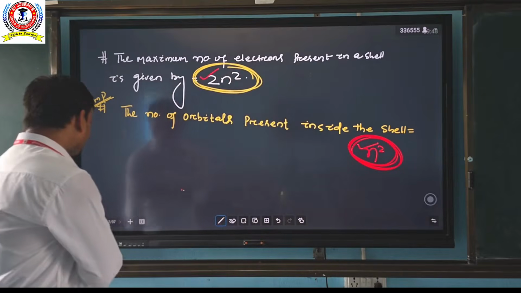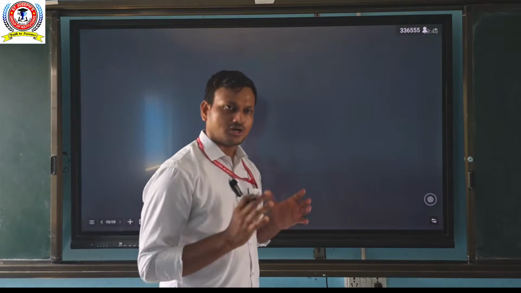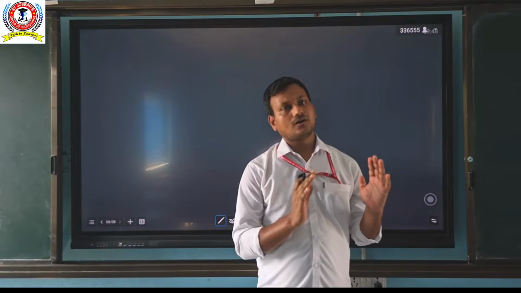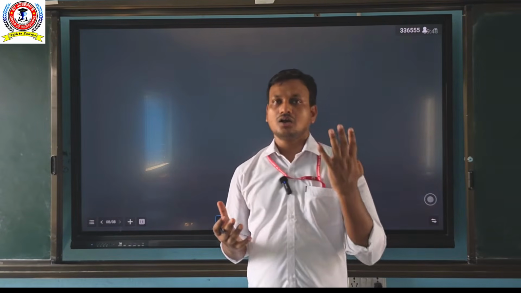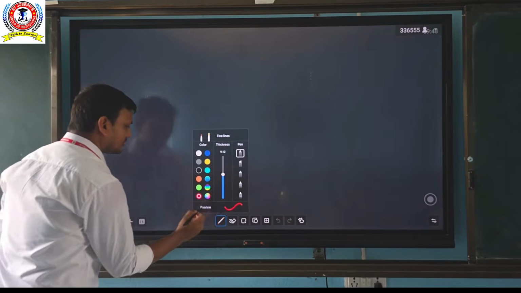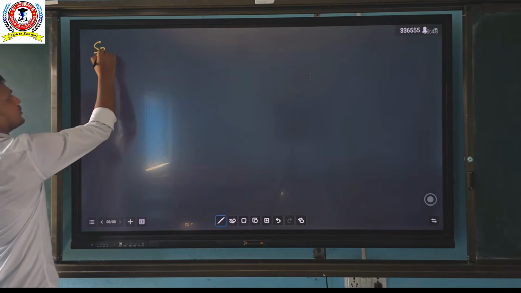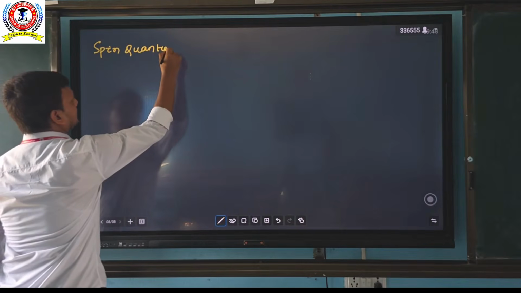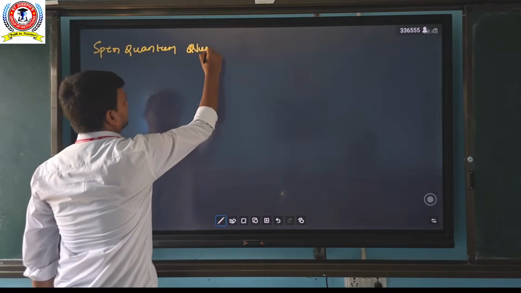Okay, students, this is your complete information about the magnetic quantum number. And after completing the magnetic quantum number, now we start the last quantum number, and the last quantum number is the spin quantum number.